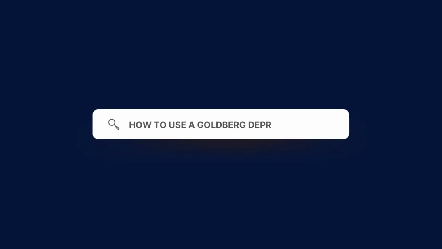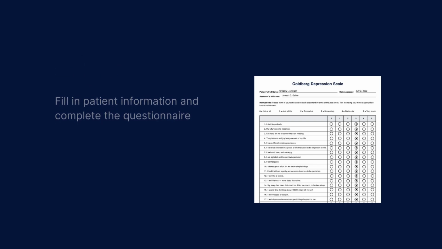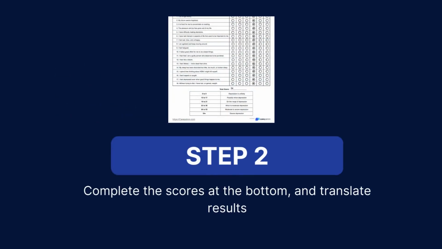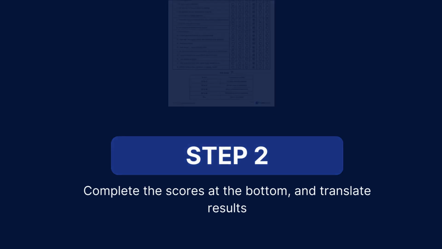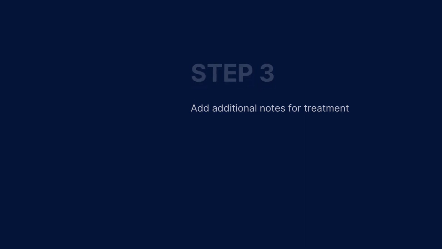Here's how to use a Goldberg Depression Test. The first step is to fill in the patient information and complete the questionnaire with your patient, or distribute the sheet for your patient to complete. Complete the scores at the bottom and translate results to get a depression score. You can also add in additional notes for further treatment steps and plans.